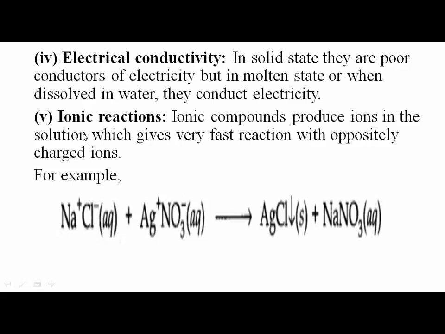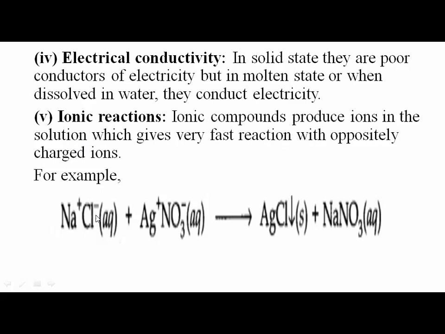Next property is ionic reactions. Ionic compounds produce ions in solutions. You take any solution and put an ionic compound, it will produce ions, or you can say it dissociates into ions, which gives very fast reactions with oppositely charged ions. Yes, ionic reactions are very fast.